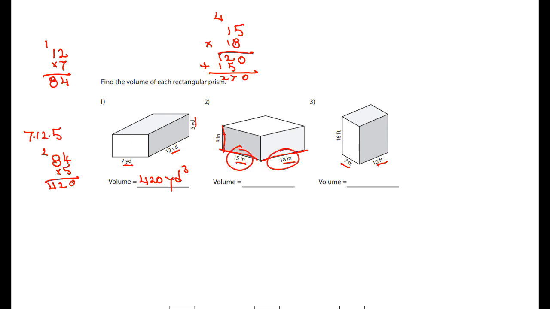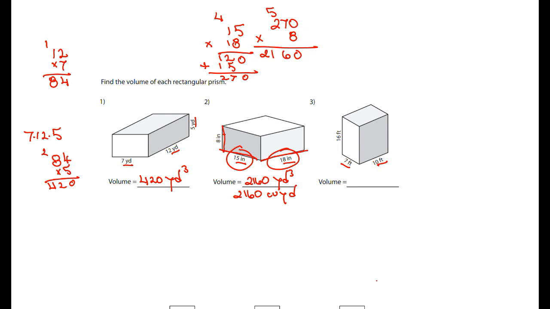Now we've got to do 270 times 8. Okay? 8 times 0 is 0. What's 7 times 8? It's 56. 8 times 2 is 16, plus 5 is 21. So the volume of this one is 2160 yards cubed, or if you put 2160 cubic yards, that's also okay. All right, there's some math on that one.